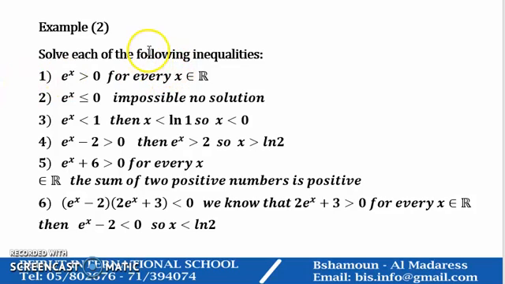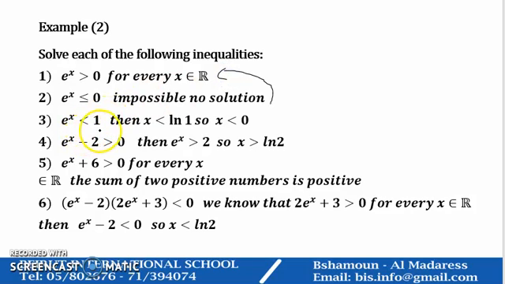Now here I'm going to give you some examples, but here with inequalities. Now, e^x greater than 0, this is true for every value of x. Why? Because e^x itself is positive. e^x less than or equal to 0, of course this is impossible. This is the converse of the first one.